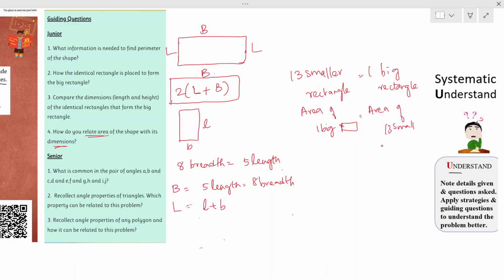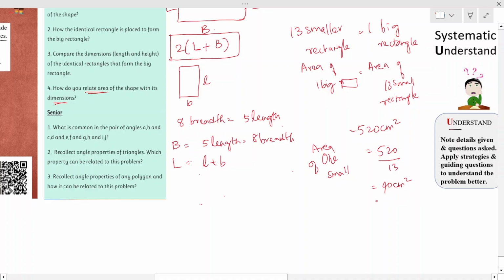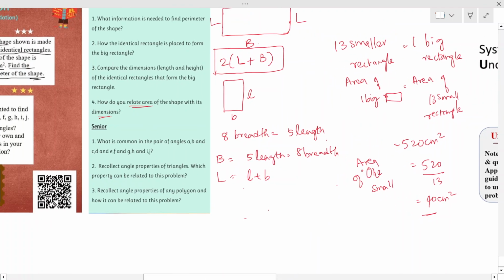Small rectangles. So therefore that is actually equal to 520 centimeter square. So what you can tell immediately, 13 rectangles make 520. So what is the area of one small rectangle? Yes, it is the unitary method, right? So you divide 520 by 13 and you get 40 centimeter square. And remember, this 40 centimeter square is the area of one small rectangle.